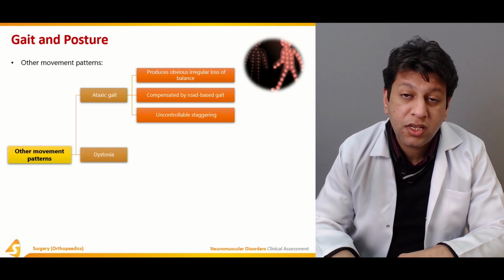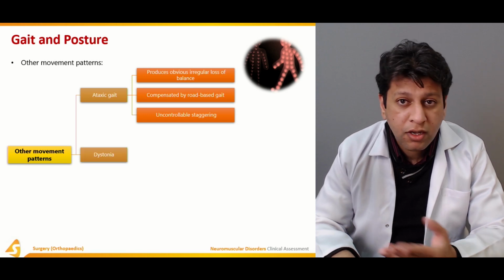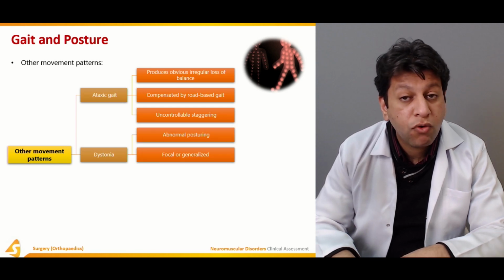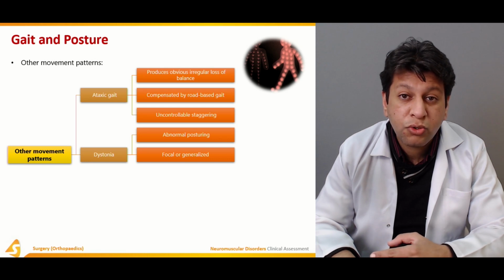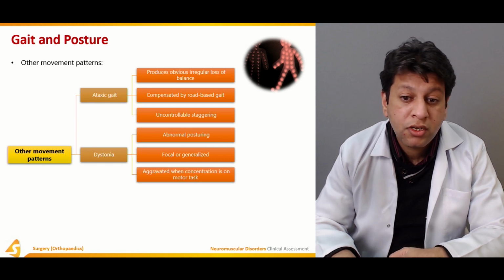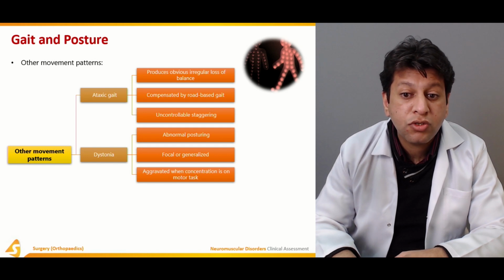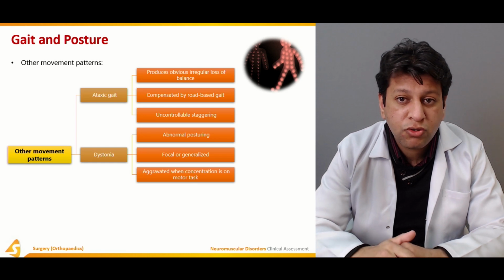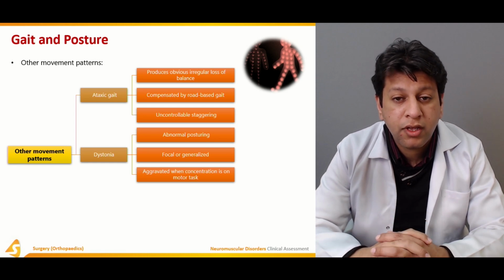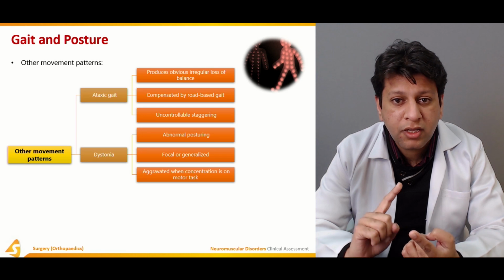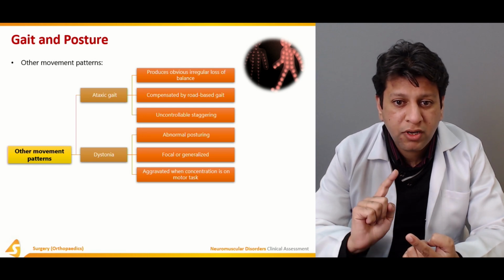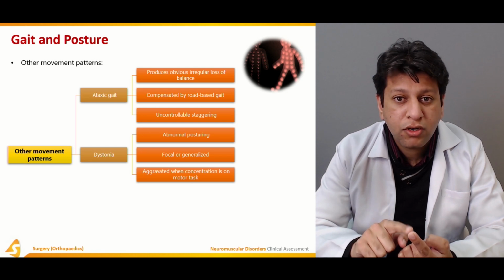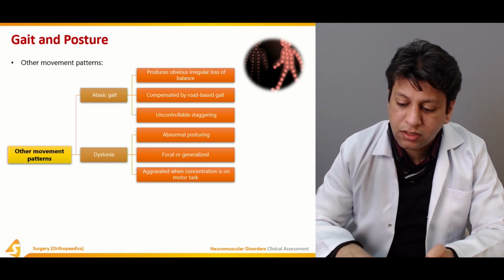Then there is a dystonic gait, especially associated with long-standing Parkinsonism. There is abnormal posturing, focal or generalized. These are classical rheumatoid dystonic movements. This is aggravated when concentration is on a motor task. That is, when you ask the patient to do finger to nose pointing, they cannot properly point it out, and as they are going towards it, for example when they are about to touch the finger to the nose, suddenly the movements actually increase.